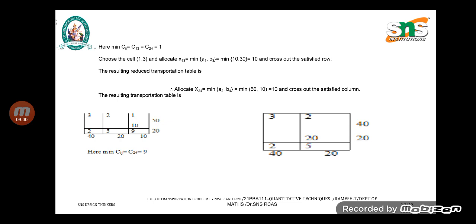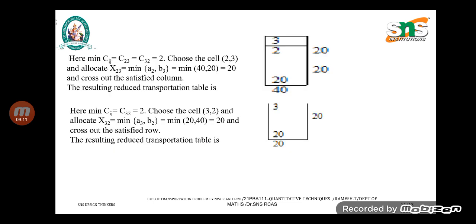Its corresponding supply is 40, demand is 20. So from that 40 we take 20 to fill the demand. Then we have only 20 supplies available. And finally we have this 3 2, and 20 is there. So take all the 20 and fill the 40 demand. So we have the rim satisfaction also.